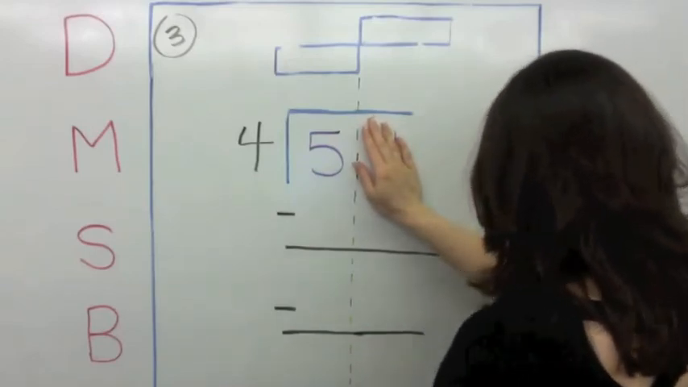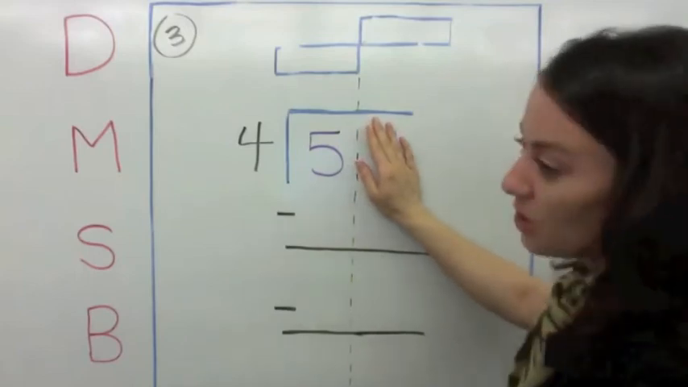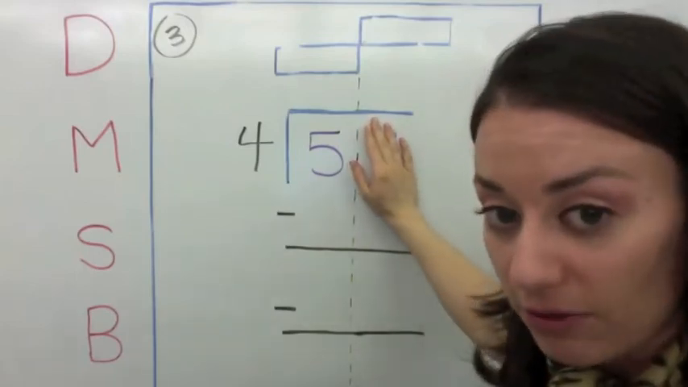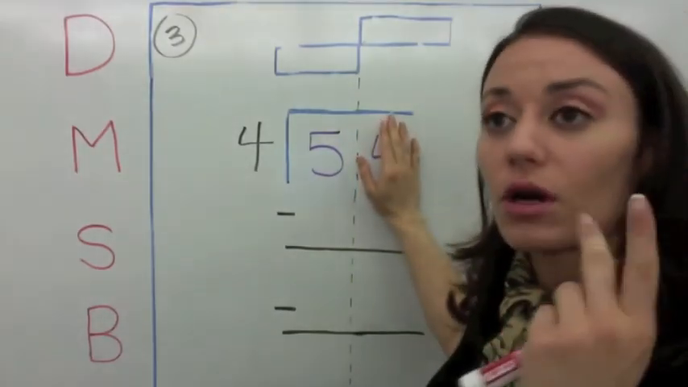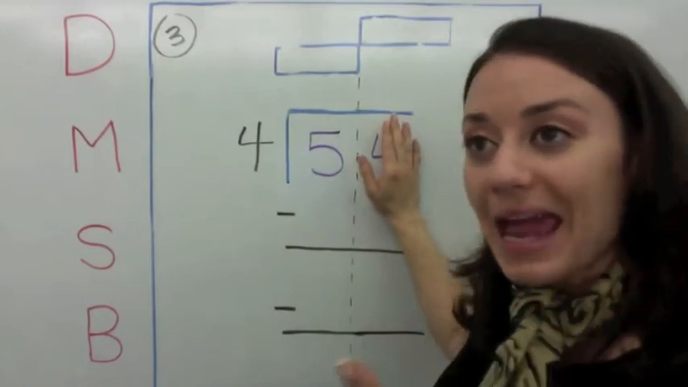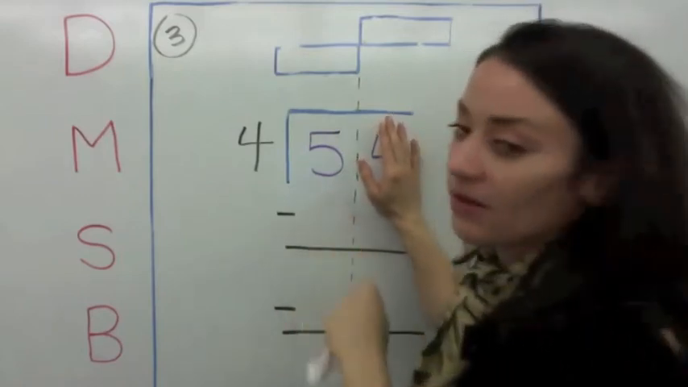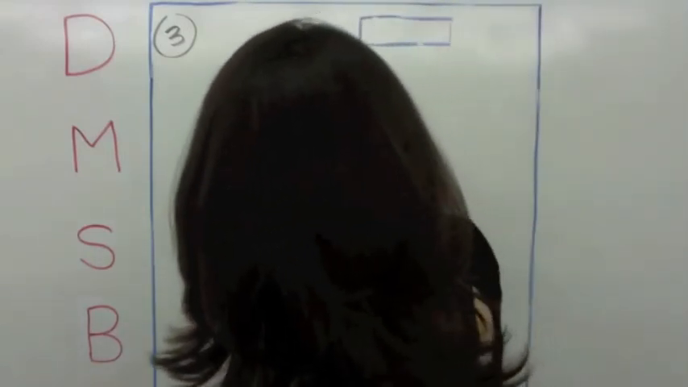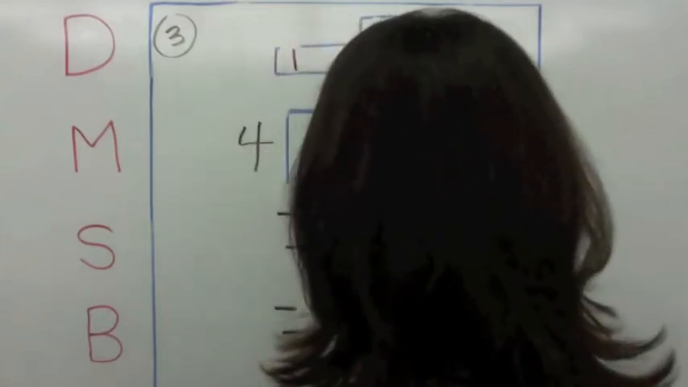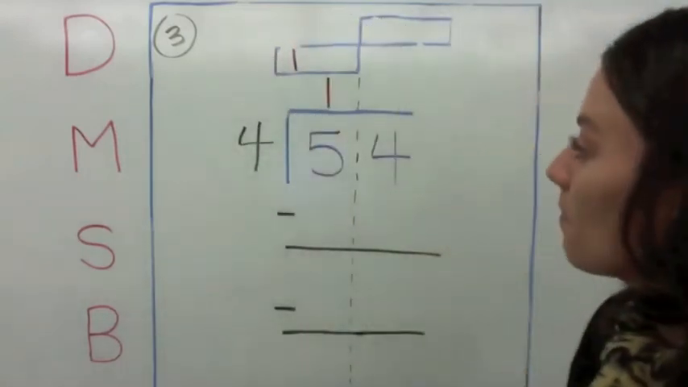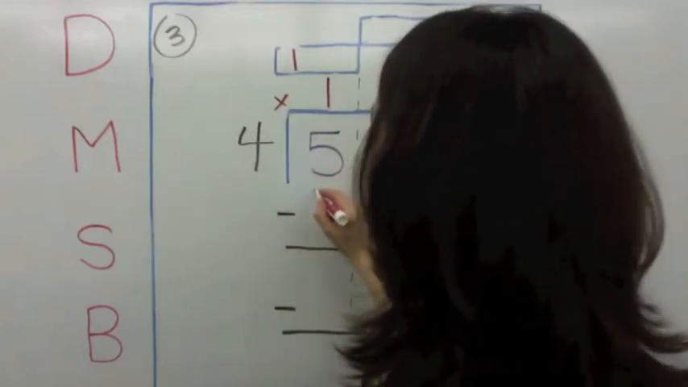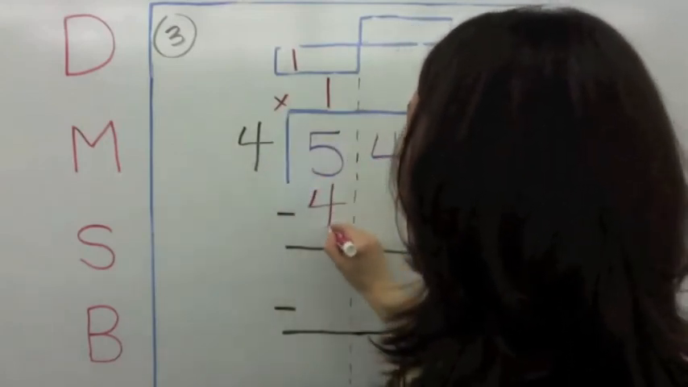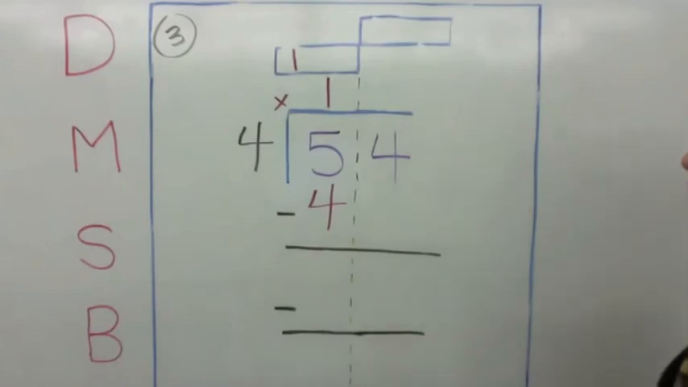How many times does 4 go into 5? How many times can you skip count by 4 to get to 5, right? If you skip count by 4, you say 4, 8. But 8 is more than 5, isn't it? Yes. So 4 can only go into 5 one time. So we put 1 here, okay? So 1 times 4 is, what is it? 4. You're right. 1 times 4 is 4.